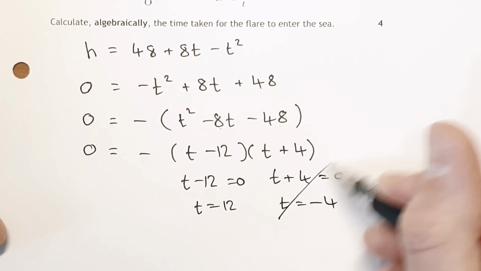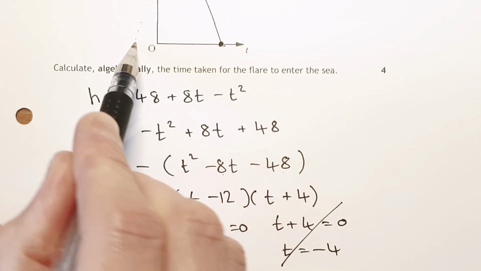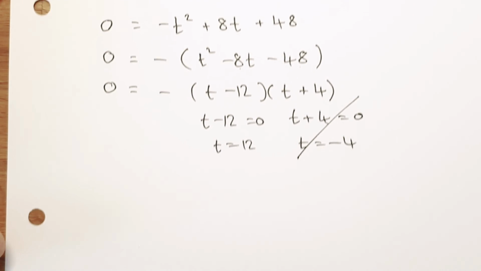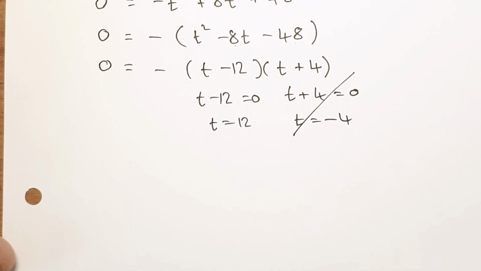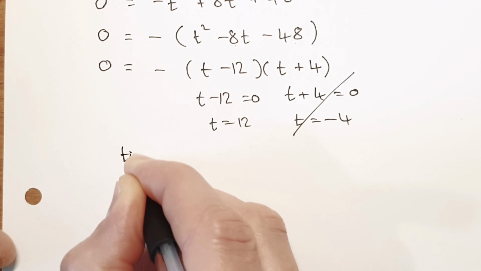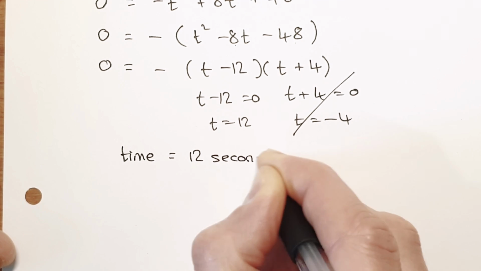Now in the context of this question, that one doesn't make sense, because that would be your root, which would be negative 4 over here, whereas we're looking for this one here. So t equals 12 has to be our answer. So it's a time, so the time equals 12 seconds.